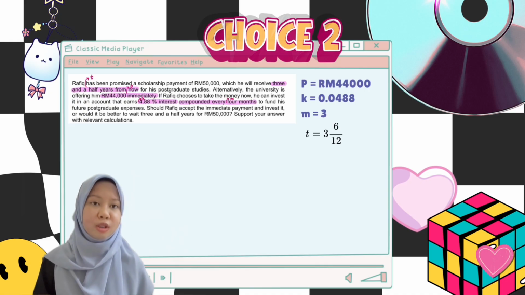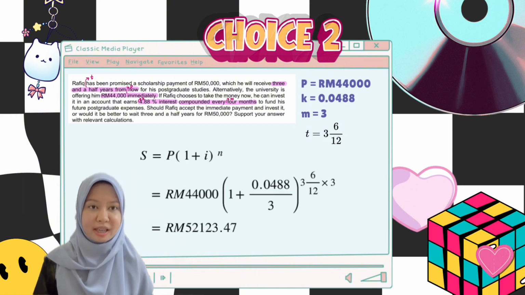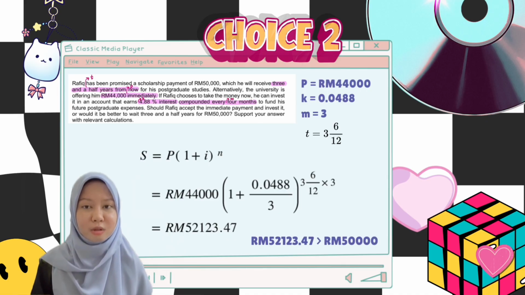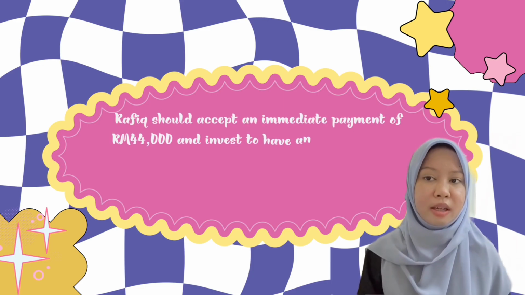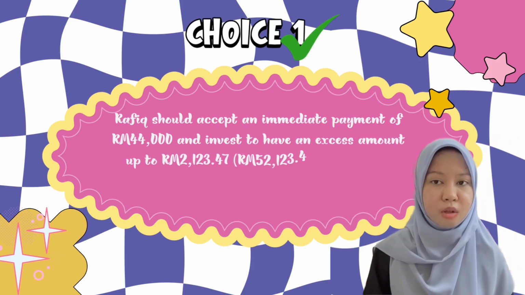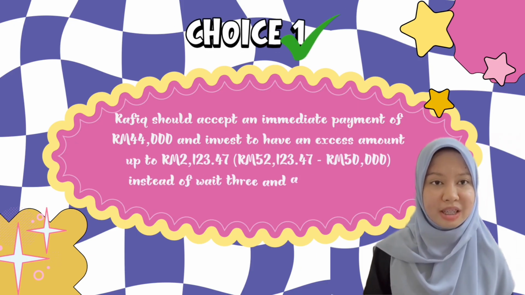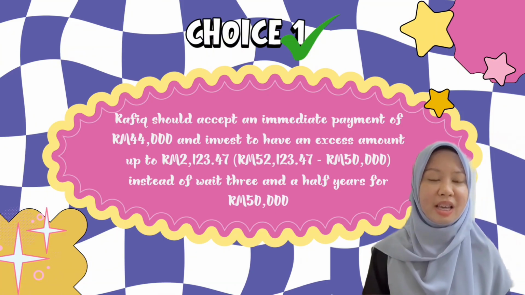So we're going to use S equal to P in bracket 1 plus I to the power N. And then the answer is 52,123 ringgit 47 cents. And then the final answer is, obviously, Rafiq needs to accept the 44,000 ringgit immediately and invest it, so that he can have an excess amount of up to 2,123 ringgit 47 cents instead of waiting 3.5 years for 50,000.